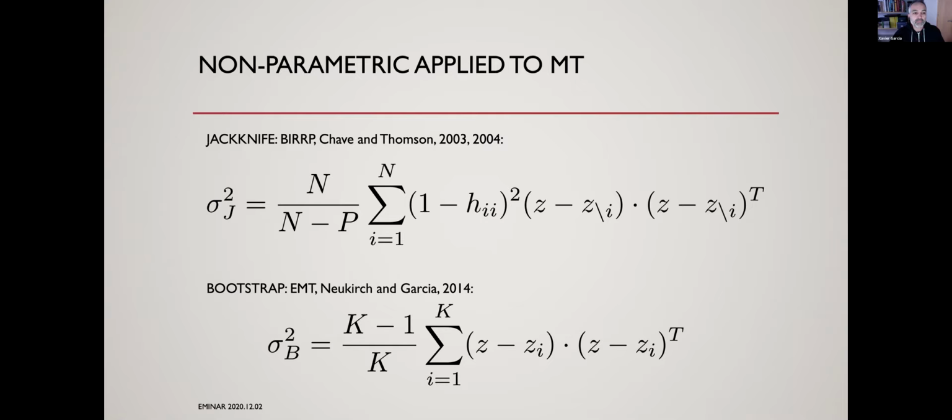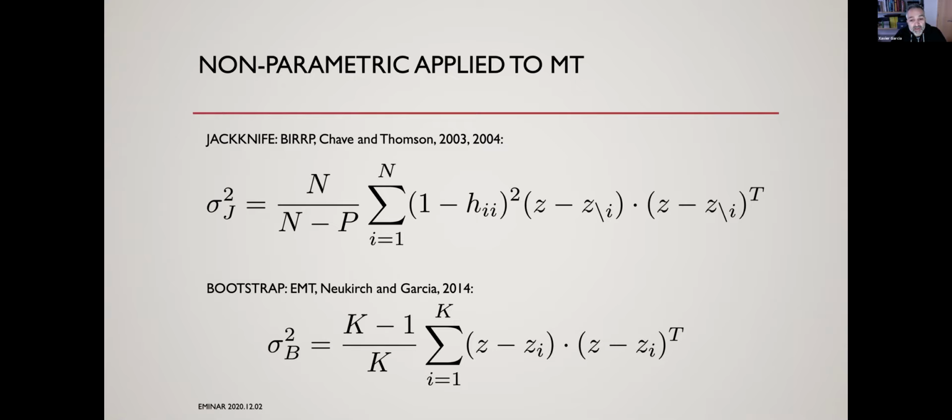So, use of non-parametric methods in MT: the jackknife has been used by Alan Chave in pretty much all his codes. In BIRRP, there is a slight variation of the jackknife equation, and it's because Chave and Thomson realized that because the impedance depends on two input channels, which are the magnetic local fields, there might be some bias in the jackknife variances. And it has been suggested that weighting them by the diagonal of the hat matrix can solve for this bias.